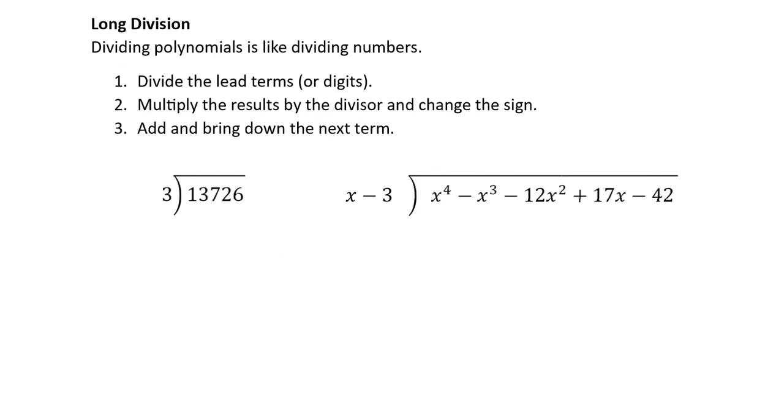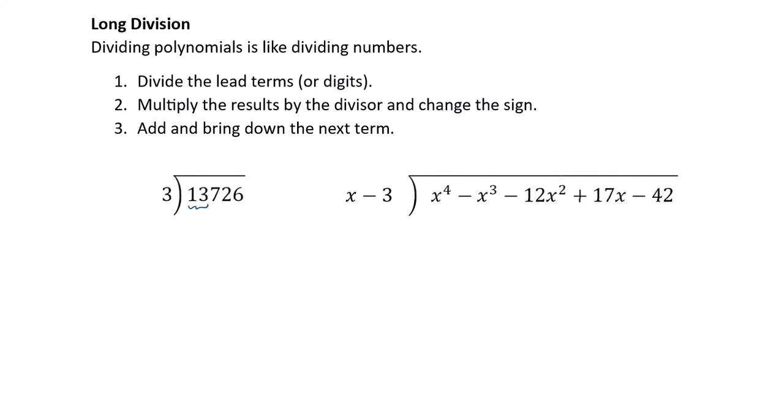Let's start with long division. Now, dividing polynomials is like dividing numbers. We divide the lead terms, or digits. We multiply the results by the divisor and change the sign. We add and bring down the next term. Let's start here.